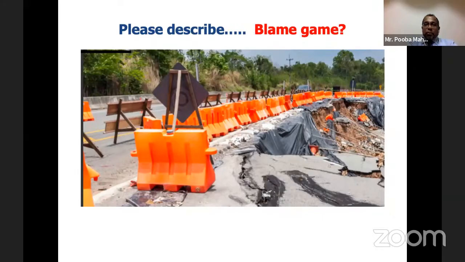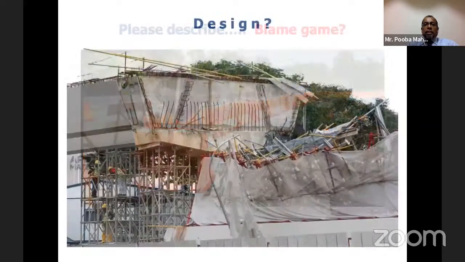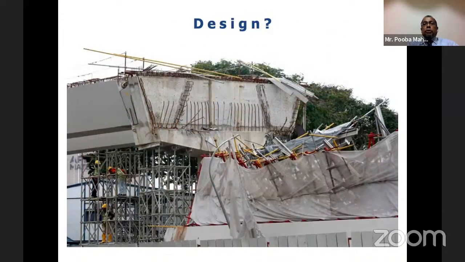The example I have shared here is actually a water pipe that gave way. The water pipe belongs to a private utility company. Their pipe gave way, resulting in the collapse of the ground embankment, and the road traffic was disrupted due to this pipe burst. So it was not really a design matter, but I'm just sharing things that can go wrong.